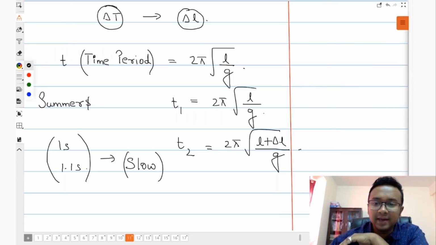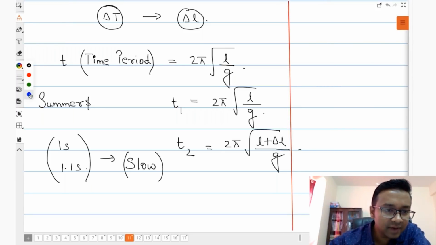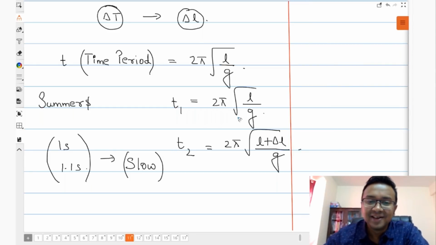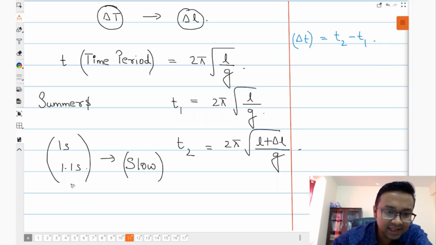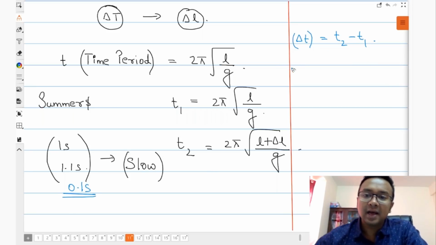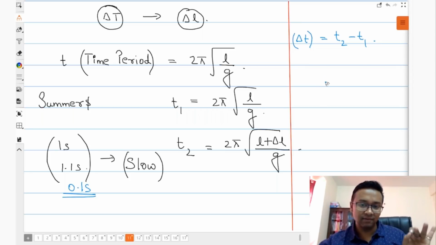Doing it in the same page to have better continuity. So what are we going to get here? Let me use a different color, students. The change in the length is delta L. So what is going to be the change in time? How much time is it going to lose? It is going to be nothing but t2 minus t1. See here, the time it lost is like 0.1 second in one oscillation. So the total time it loses, we'll try to figure out.